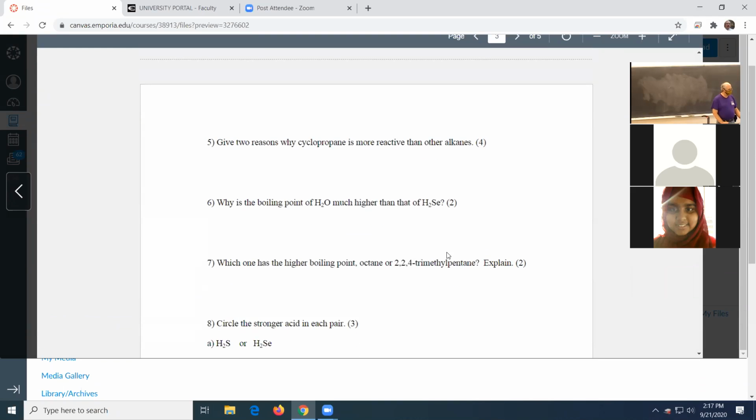Okay, cyclopropane is more reactive than other alkanes. Okay, 2 reasons. One is bond angle strain, because an equilateral triangle has angles of 60 degrees. That's a large distortion from the ideal of 109.5. The second reason is torsional strain because the hydrogens, adjacent hydrogens, have to be eclipsed.